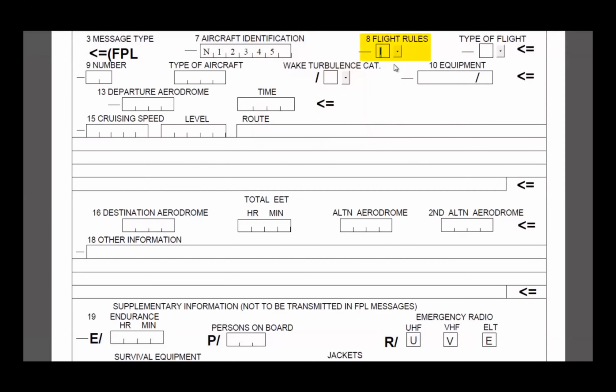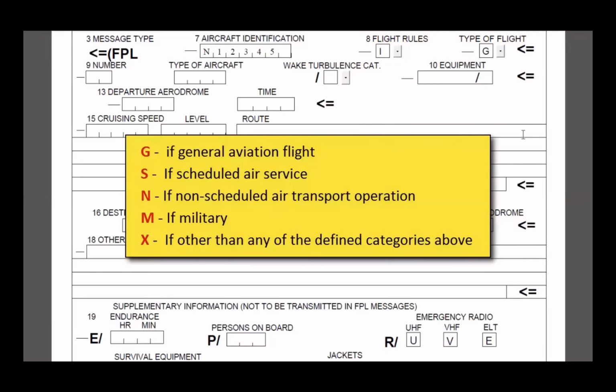So we're going to put IFR flight. In the type of flight section, there's also a drop-down menu that has these different letters here. G, for example, which we're going to put in the type of flight, stands for general aviation flight. So if you're a general aviation flight, you can put G in that box. The other options for the drop-down menu, we have S, which is scheduled air services, N, which is non-scheduled air transport operations, M, which is military, and X, if there's any other kind of category not defined above. So those are the different sections and the different options.